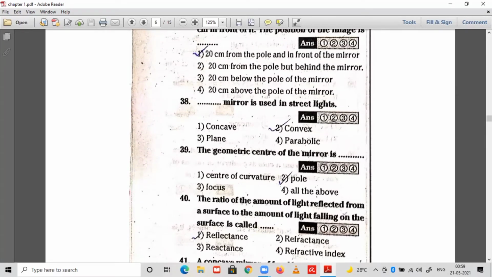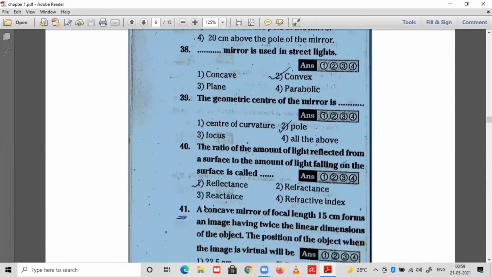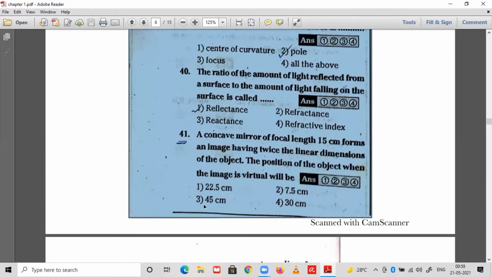The next question, 39th question: the geometric center of a spherical mirror is called pole. Another name for pole is vertex. Remember that point also. 40th question: the ratio of the amount of light reflected from a surface to the amount of light falling on the surface is called reflectance. It is the ratio of the amount of light reflected to the amount of light incident. Remember this point.